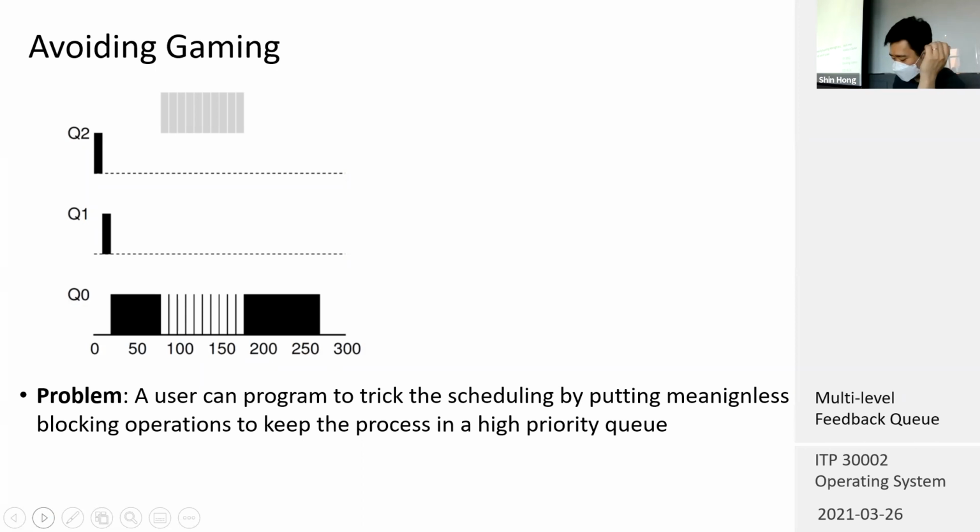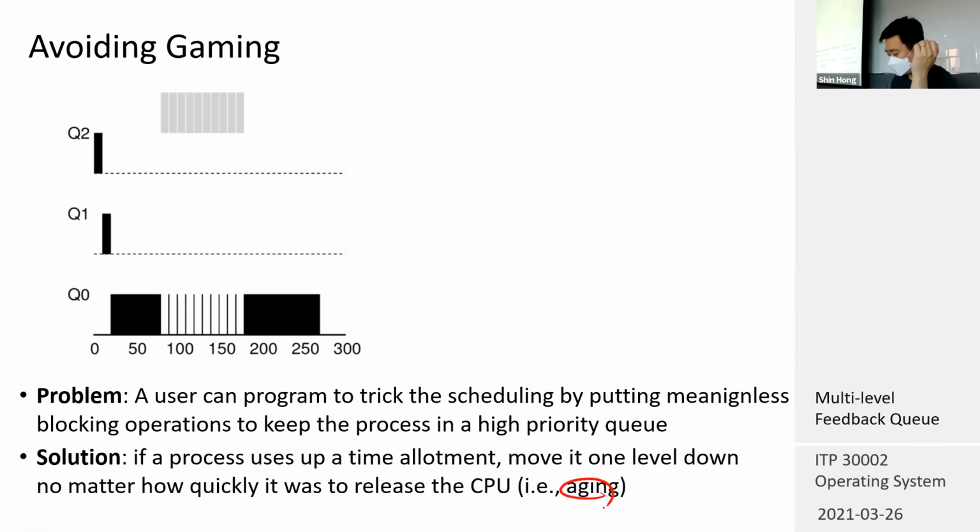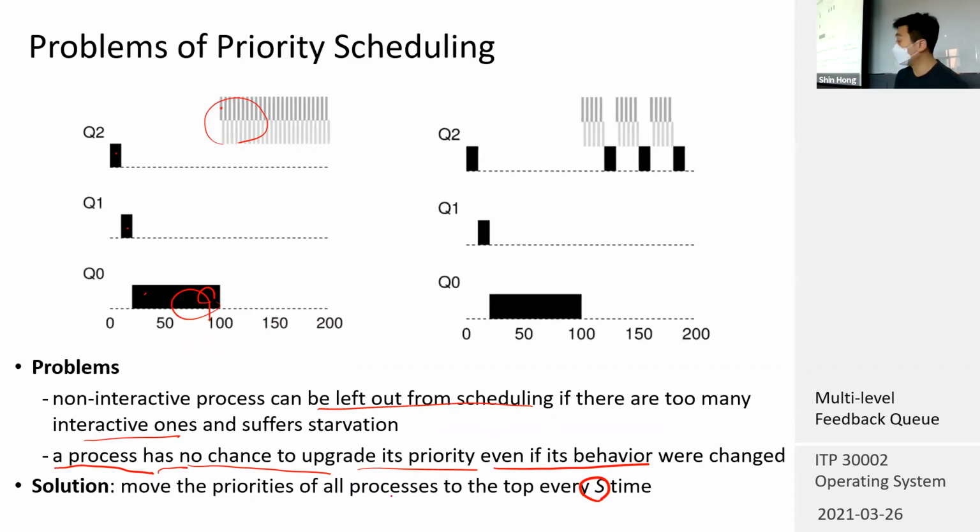One possible way to avoid this is aging. Aging means that if a process uses up its time allotment, it is not only about how frequently it runs, but we give a kind of overall time budget. If one process uses up all that time budget over multiple chances of execution, then it simply degrades the priority. You use a lot of the CPU, then you just move down, no matter whether you are an interactive one or not. But this should be used together with priority boosting.